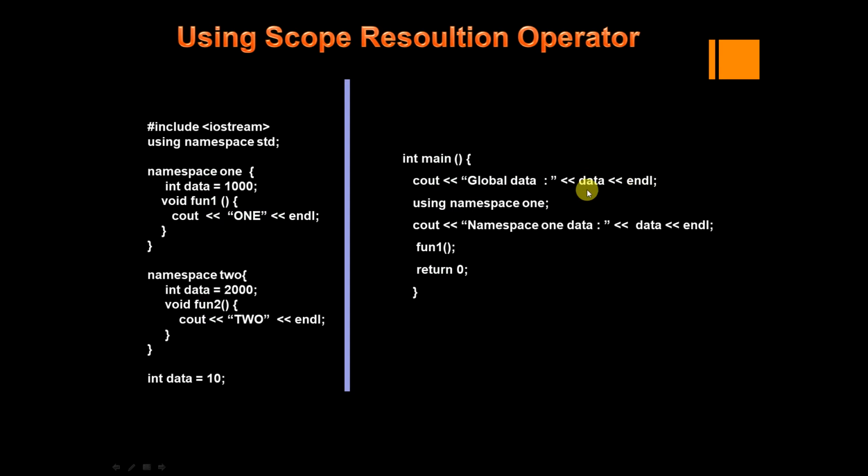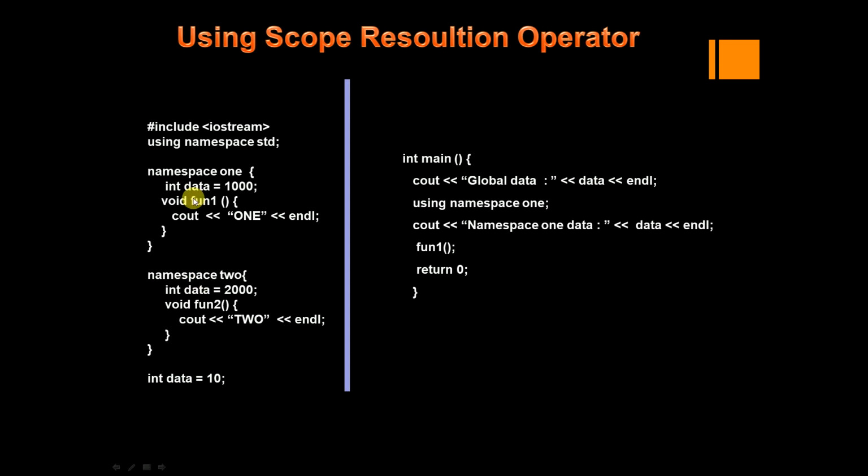When I write like this, the compiler first checks whether any local variable is present inside the main function. If a local variable is present, priority is always given to the local variable, and its contents will be printed. But since I don't have any local variable declared before this statement, the global data will be printed here.